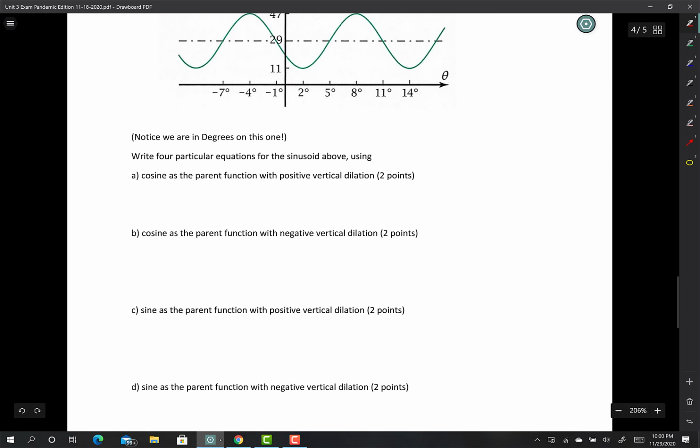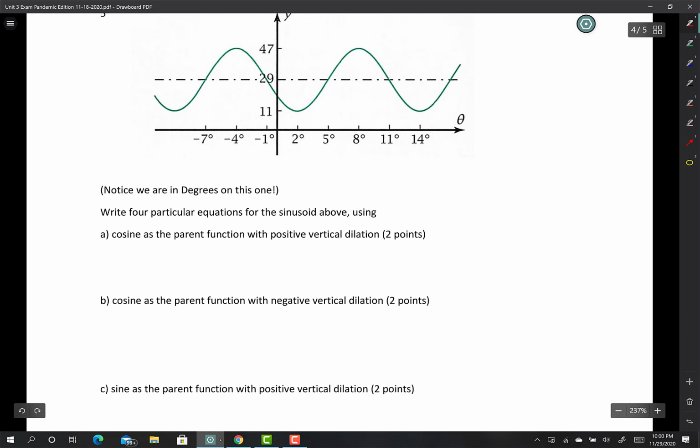Oh, this one looks like fun, guys. So this is in degree mode. I only penalized you 1 point if you put everything in radians. I didn't take away a point in every single one. So if you got them all right, but you put it in radian mode, you got 7 out of the 8. So let's go ahead and get a general equation here.